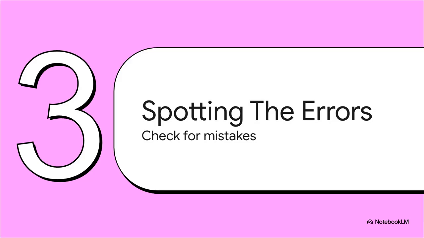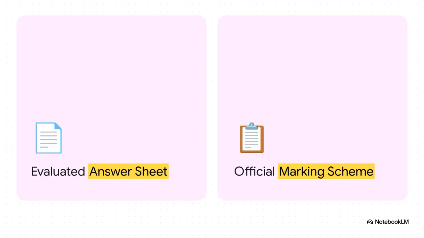Section 3. Spotting the errors. Let's start checking for mistakes. So, to find the truth, you've got to do a strict side-by-side comparison. You need your evaluated answer sheet on one side and the official CBSE marking scheme for that exact paper on the other. You're basically playing detective, looking to see exactly where your graded paper deviates from the official standard.